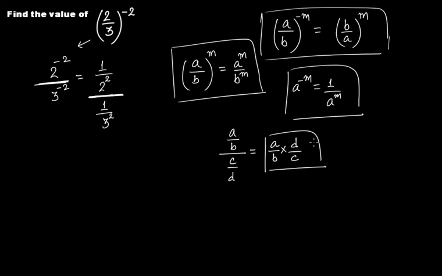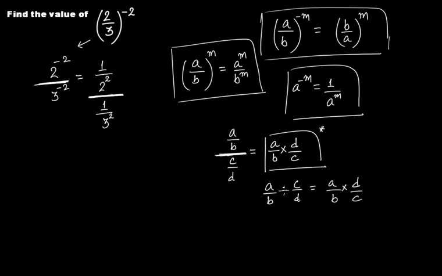So, and how did we reach here? It's actually a by b divided by c by d, right? This is the division line. A by B divided by C by D. So it's actually what? This can be written as A by B multiplied by C by D, sorry, D by C.